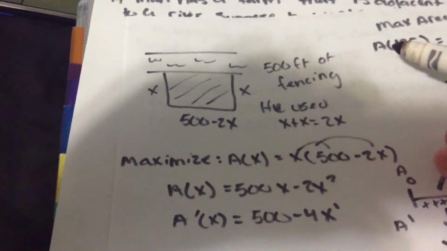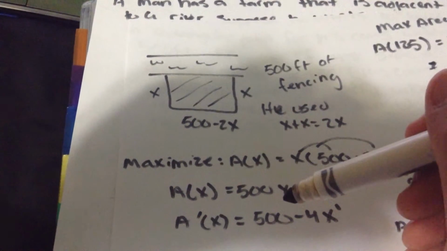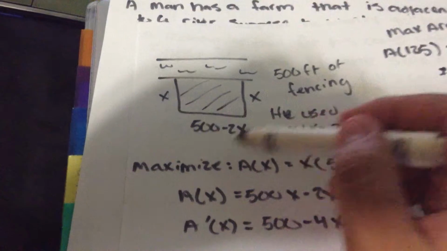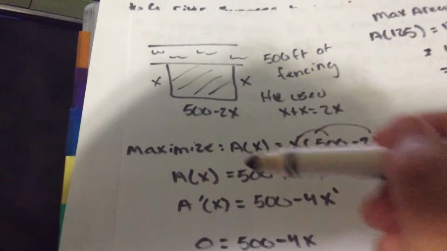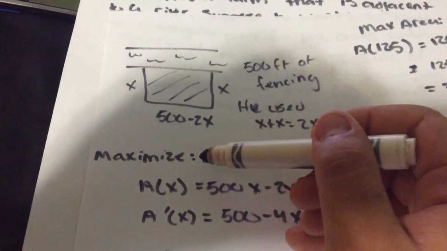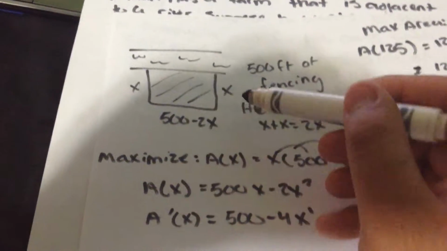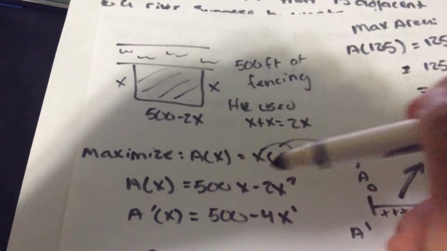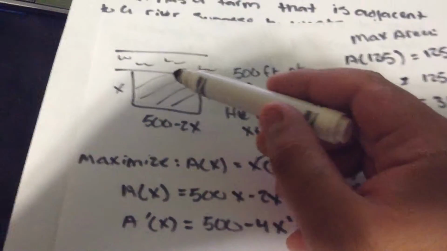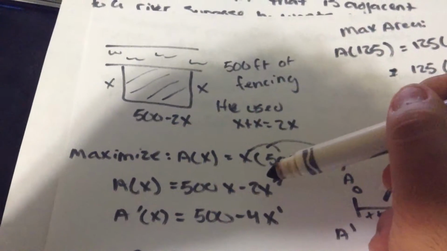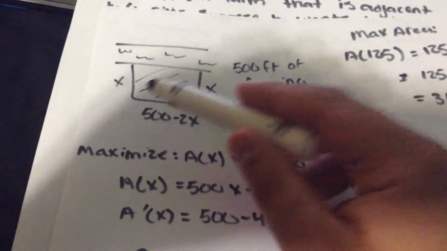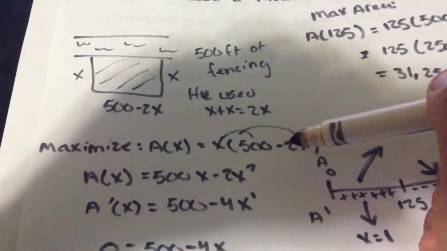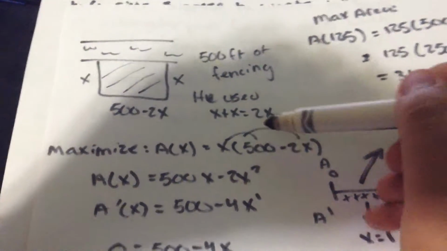And assuming he's using all the fence, this is x, this is x, and generically this is what's left. So maximizing it, maximize the area. To find the area is just the width times the length. So the width, you could think of it as x. So x times 500 minus 2x, and that's what you need to maximize.